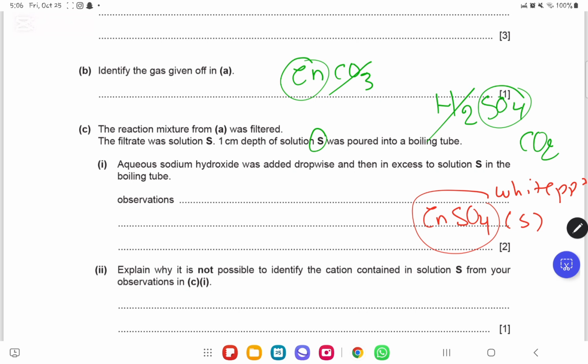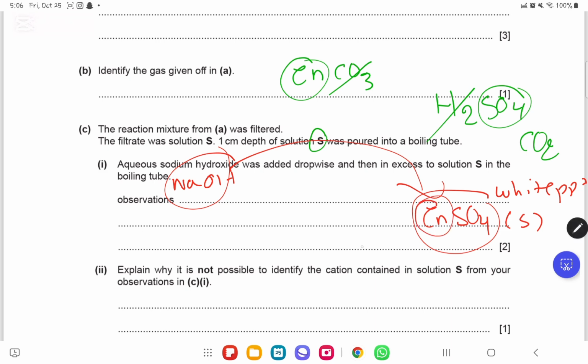So now, they're telling us aqueous sodium hydroxide was added. So now they added what? Sodium hydroxide, which is NaOH, a base, was added dropwise in excess to solution S in the boiling tube. NaOH will form a white precipitate with Zn.